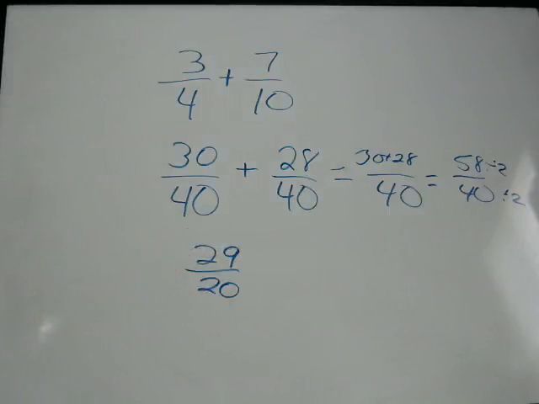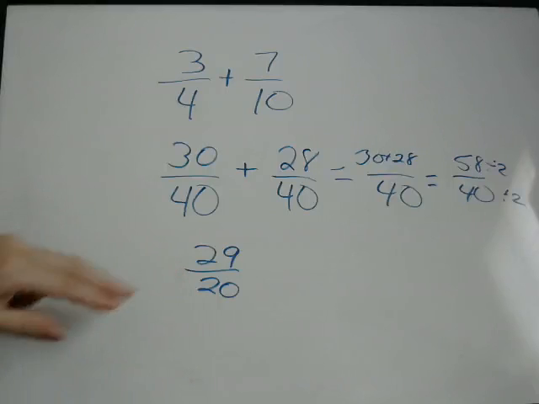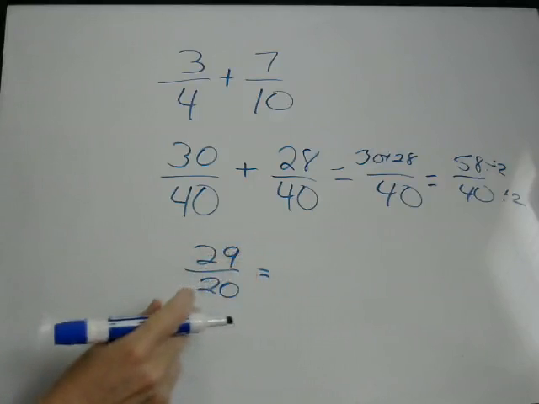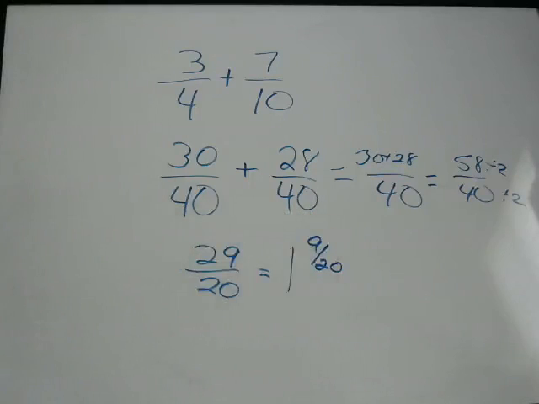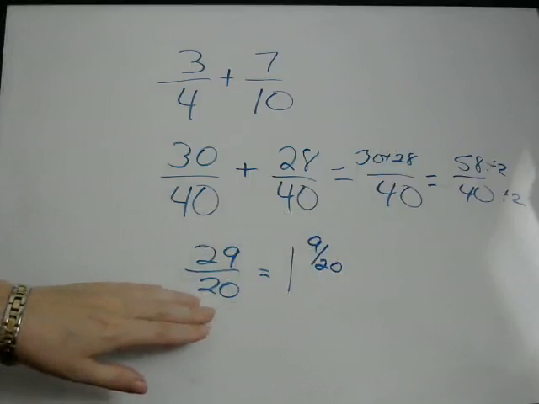This is now in lowest terms, but this is an improper fraction. Your answer might not be in improper fraction terms. It might be a mixed number. So if you don't know how to make this into a mixed number, you need to watch the video on Facebook about fractions, improper fractions, and mixed numbers. So we'll make this into a mixed number of 1 and 9/20. So that's your answer. If it's in improper fraction terms, this is your answer.